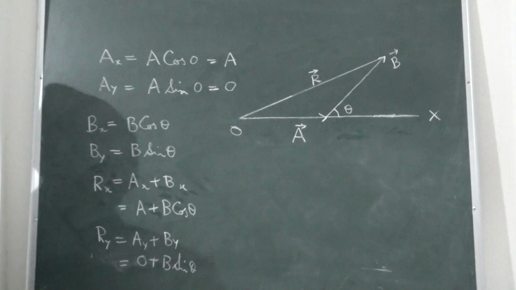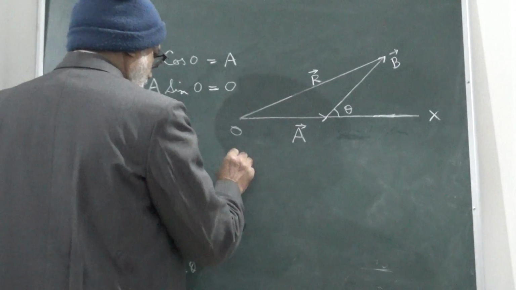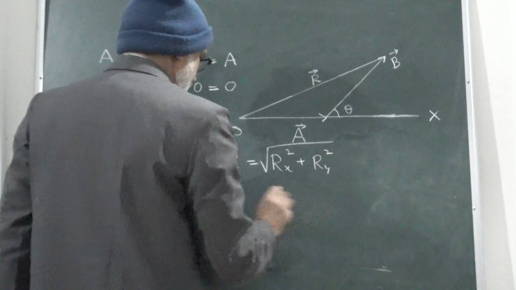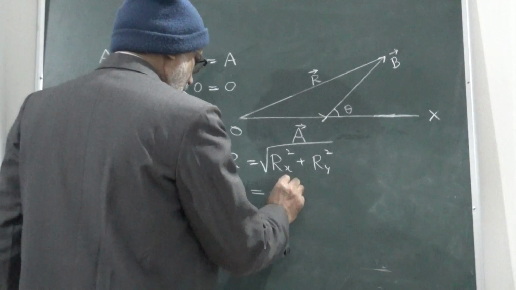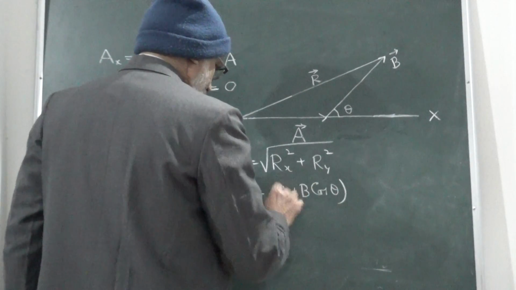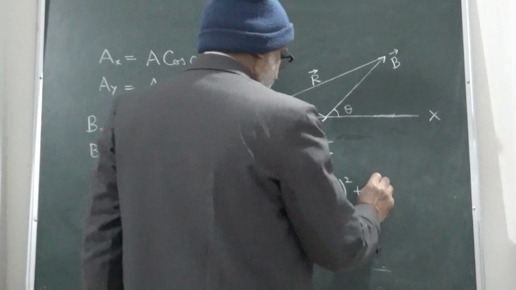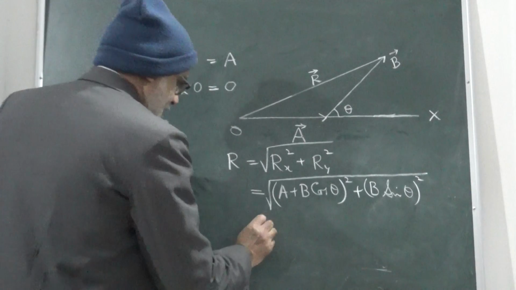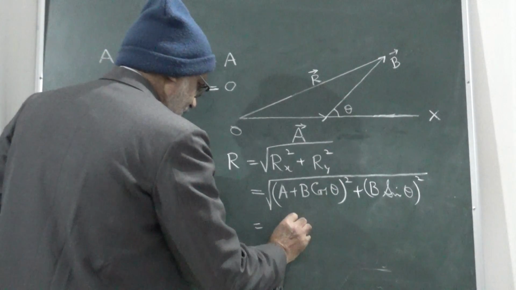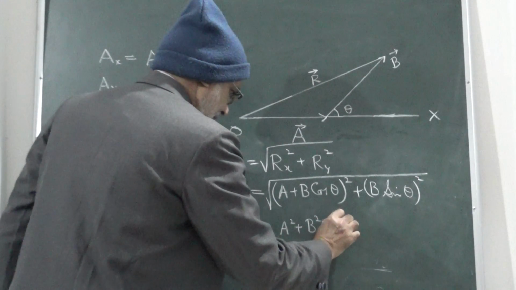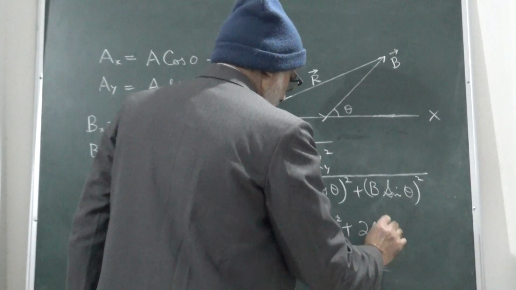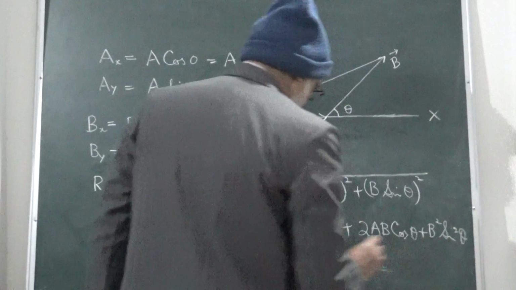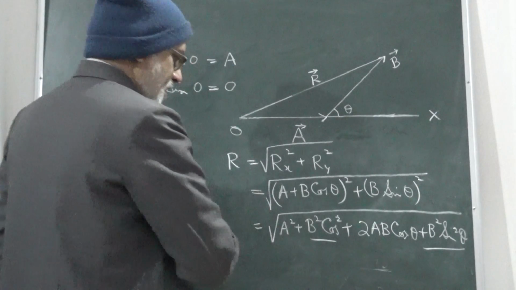So the magnitude of the resultant is given by the square root of Rx square plus Ry square, and this comes out to be the square root of (A plus B cos theta) whole square plus (B sin theta) whole square. This will be A square plus B square cos square theta plus 2AB cos theta plus B square sin square theta. Now B square can be taken common.